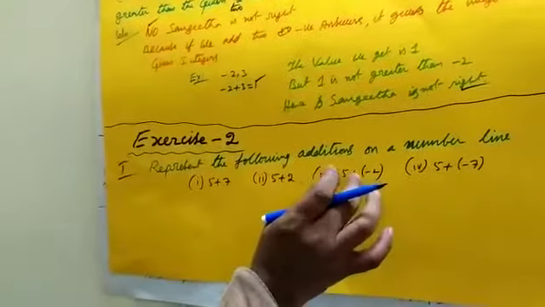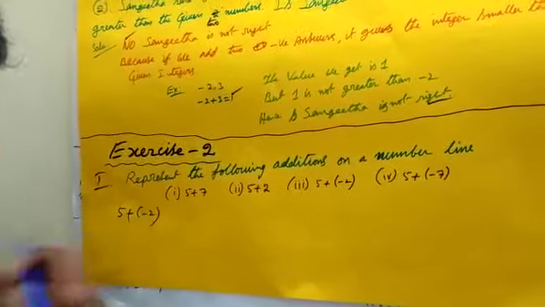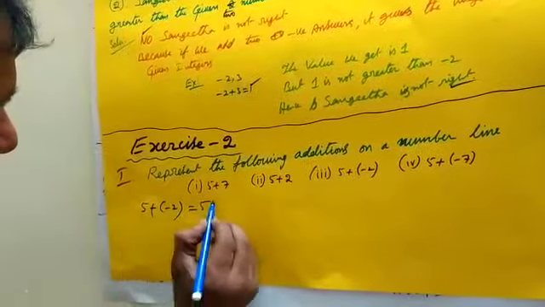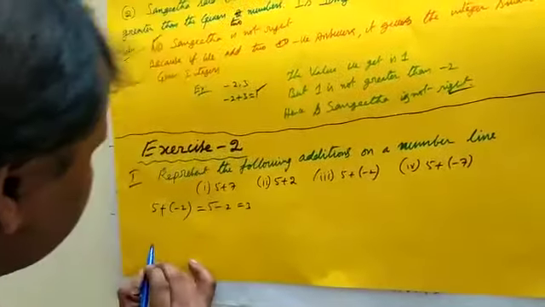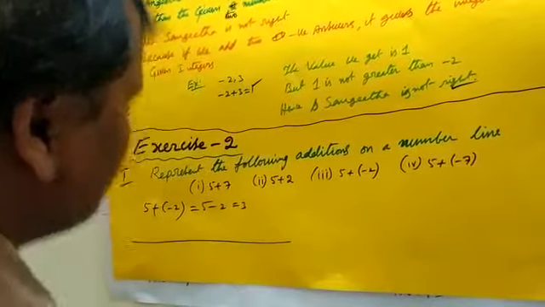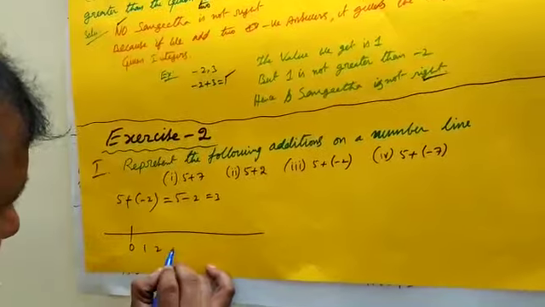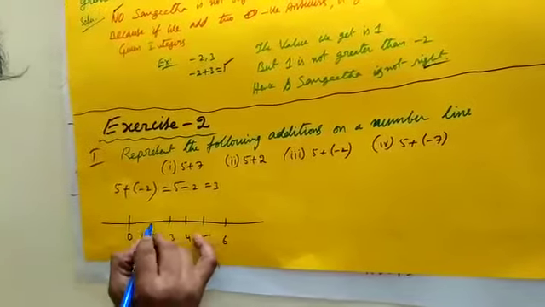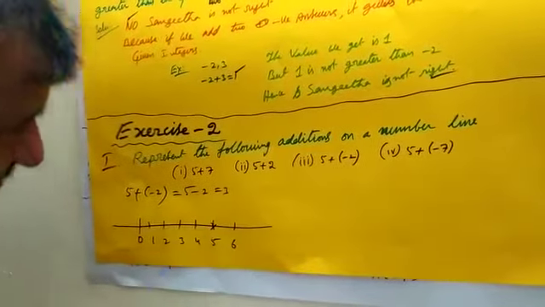First of all, 5 plus of minus 2. 5 plus of minus 2 is equal to 5 plus into minus 2, that is equal to the result. Let us draw the number line: 0, 1, 2, 3, 4, 5, 6. What is 5? It is a positive number. You take the positive number 5.